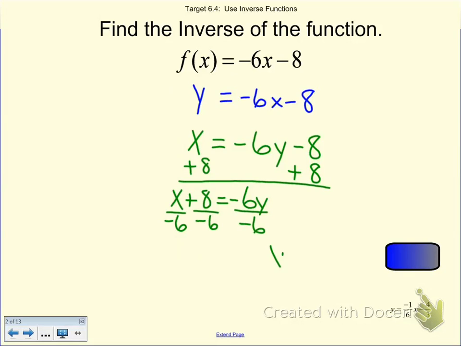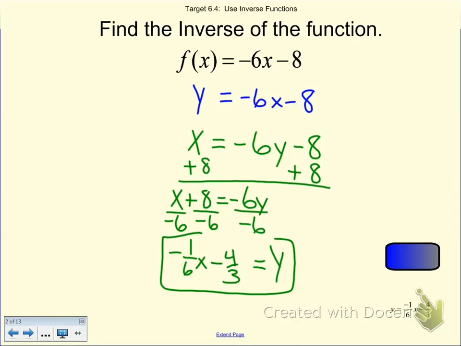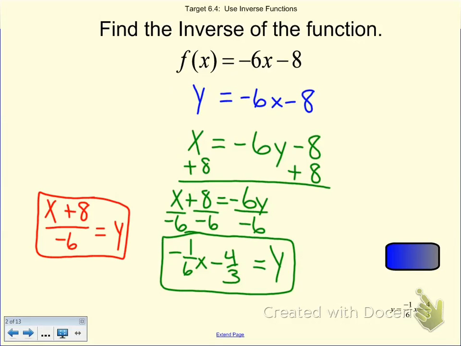So you're left with an answer of y equals negative 1/6 x. And then we're going to simplify this fraction and make it negative 4/3. Now that is a perfectly acceptable answer. This is the one I would prefer. But you could also have the following as an answer. You could have left it as one big fraction and had x plus 8 all over negative 6 equals y. And that would be perfectly fine as well.